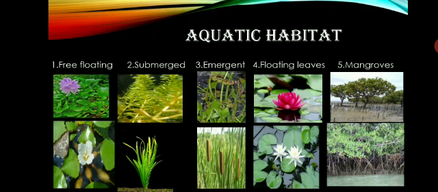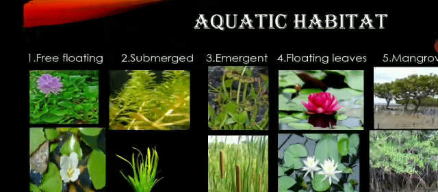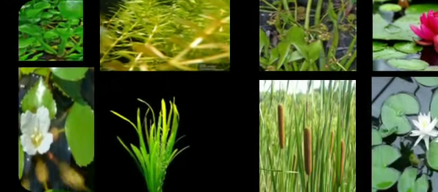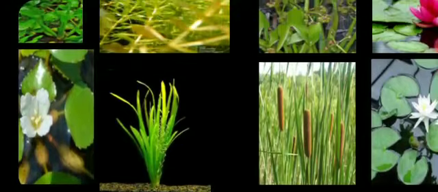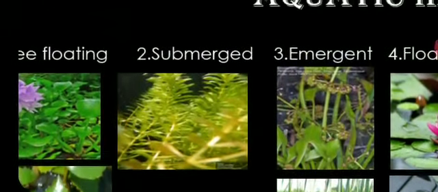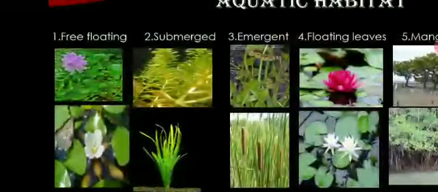Next one is submerged. What is the meaning of submerged? The plant that is present below the water is called submerged. Here the plant is completely present below the water surface. For example, Hydrilla and Vallisneria. In this category, the roots are well developed and present on the soil, below the water. For example, Hydrilla and Vallisneria.